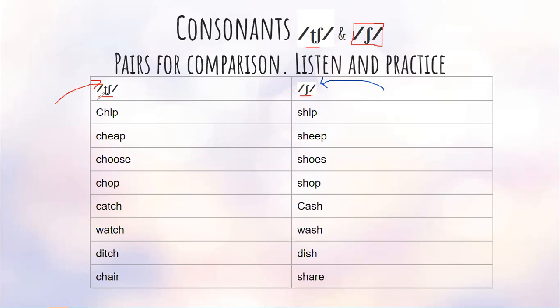So, Valeria, we have sound ch. Cheap. Choose. Chop. Sound sh. Ship. Sheep. Shoes. Can you hear that this one has a bit of a stop of a sound, like in ch, ch? It's short and stops. Ch, ch, cheap, chip, cheap, choose, chop, catch. And this one continues.